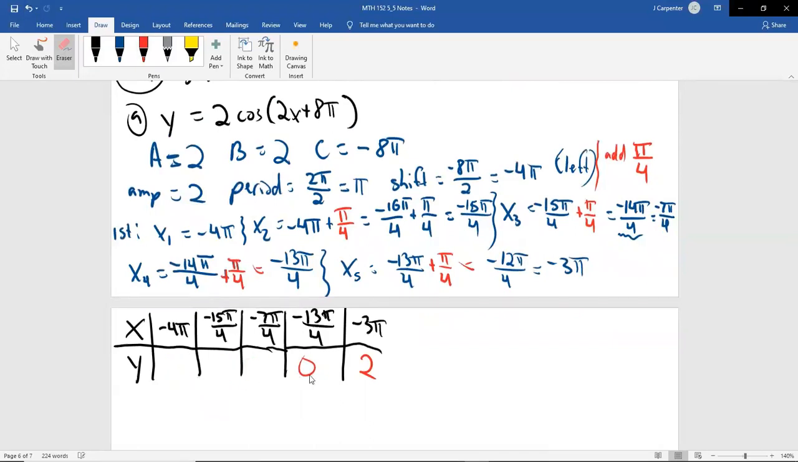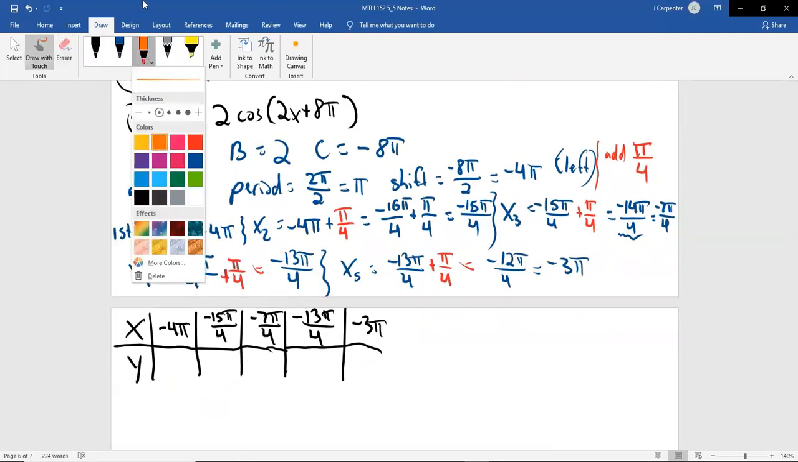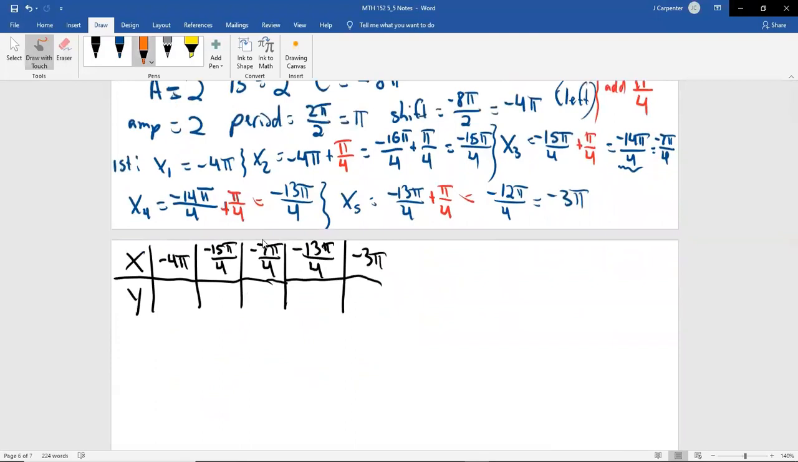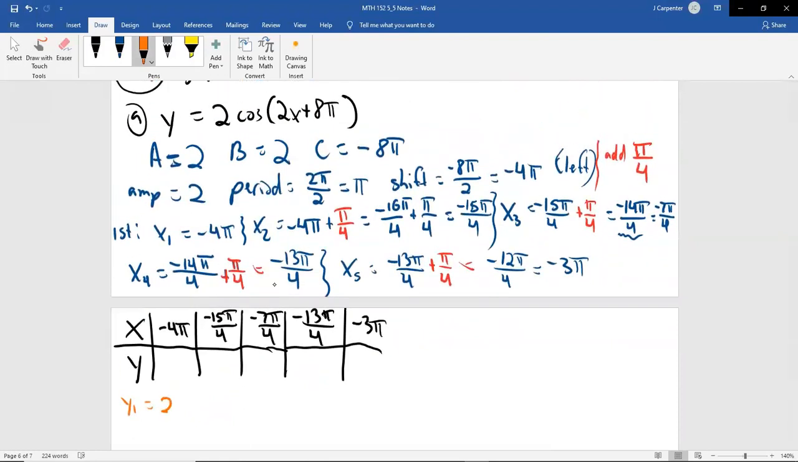So in orange, the first one, y1, that will be, let's pull the original function up, 2 times the cosine of parentheses 2 times negative 4 pi, then a plus 8 pi, close that outer parentheses. 2 times negative 4 is negative 8, so this is 2 cosine of negative 8 pi plus 8 pi, and as always, that becomes 0.